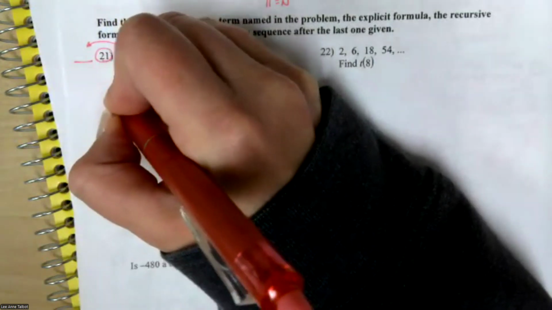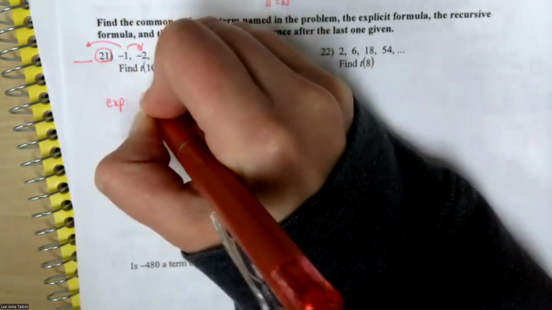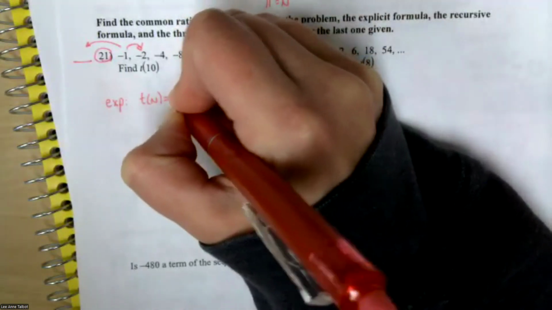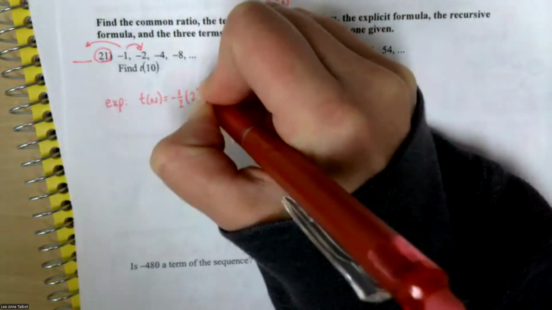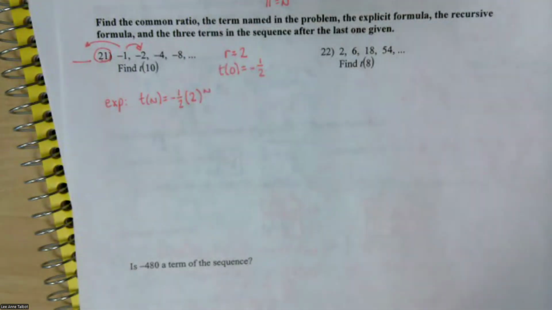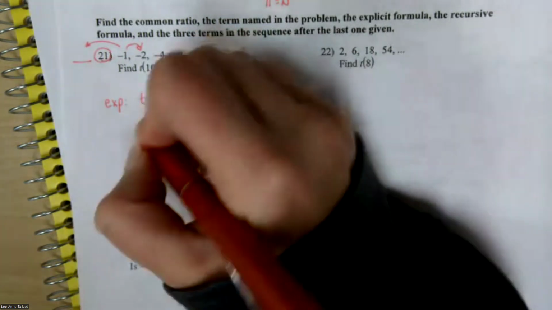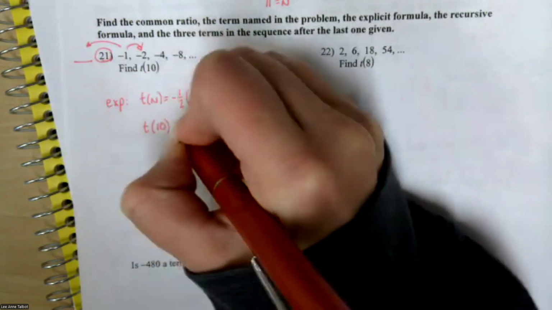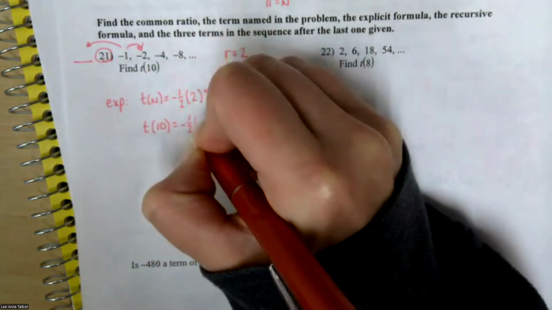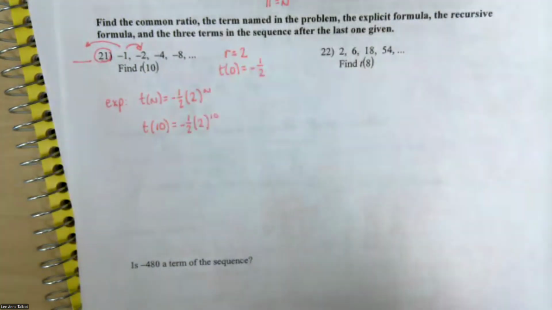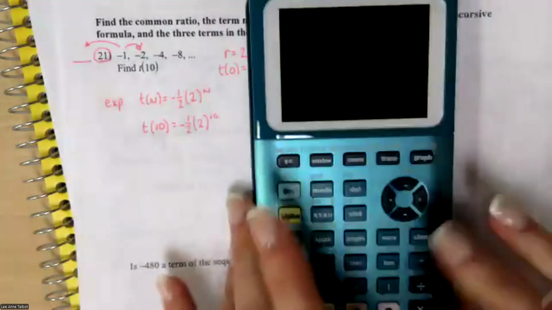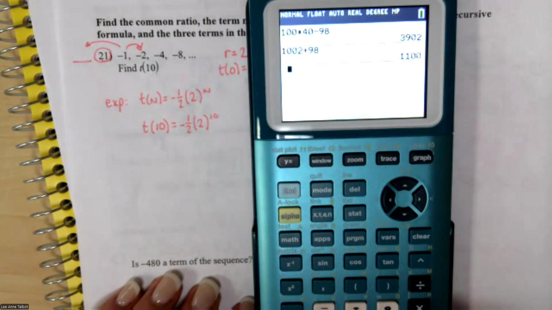Okay. All right. So the explicit on this is a little different. It's T of n equals T0 times R to the n. We'll find the 10th term. I guess I need a calculator for that too.